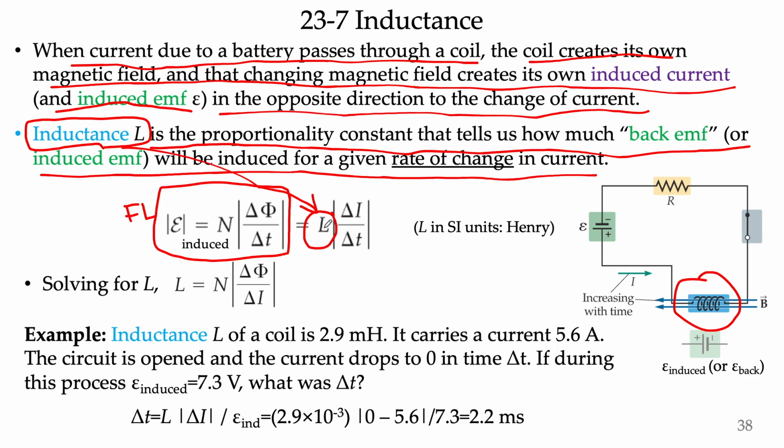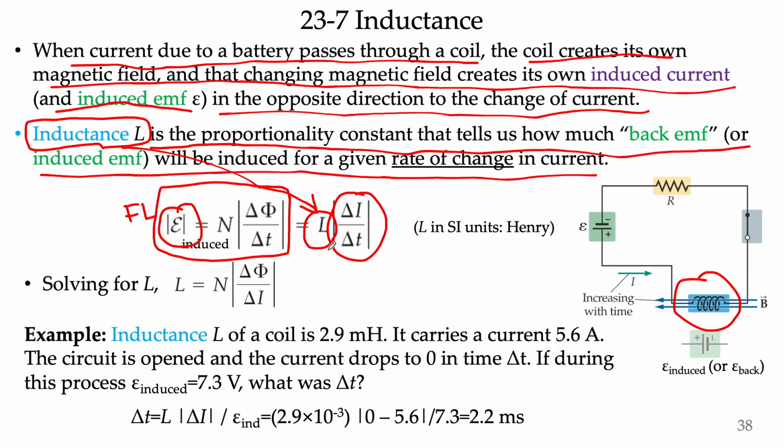Okay, so basically inductance is the proportionality constant between the induced EMF and the change in current. This also tells us that if there's no change in current, then the back EMF is not produced. So it only happens when the current is changing.